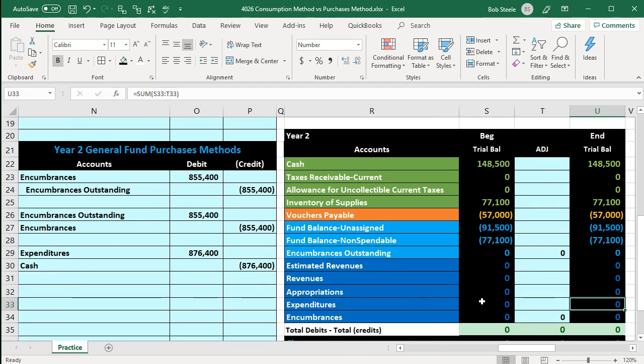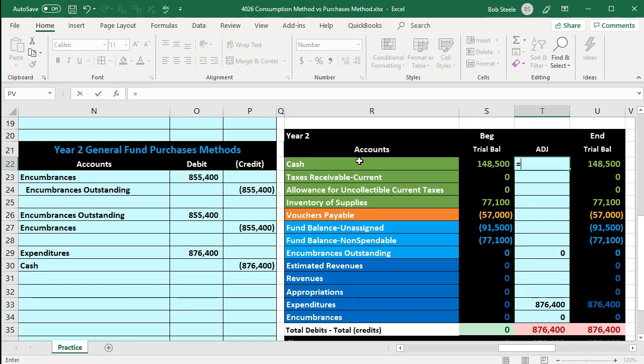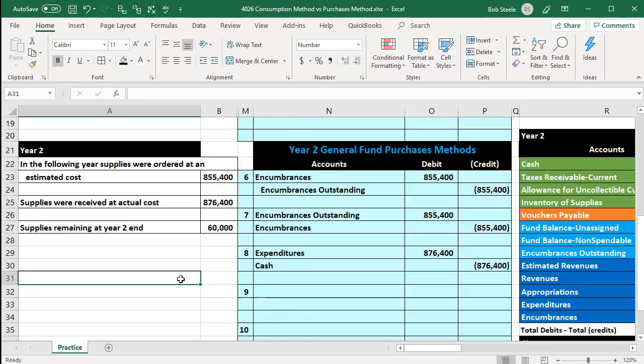We're going to record the expenditures in cell T33 equals the expenditure. And then the cash, up top, cash is going to be equal to the credit. Once again, it's going to flip it to an overdraw, so don't let that throw you off. And so that's going to be that activity. Now we're going to go back and say that we had the adjustment, the supplies remaining are 60,000.